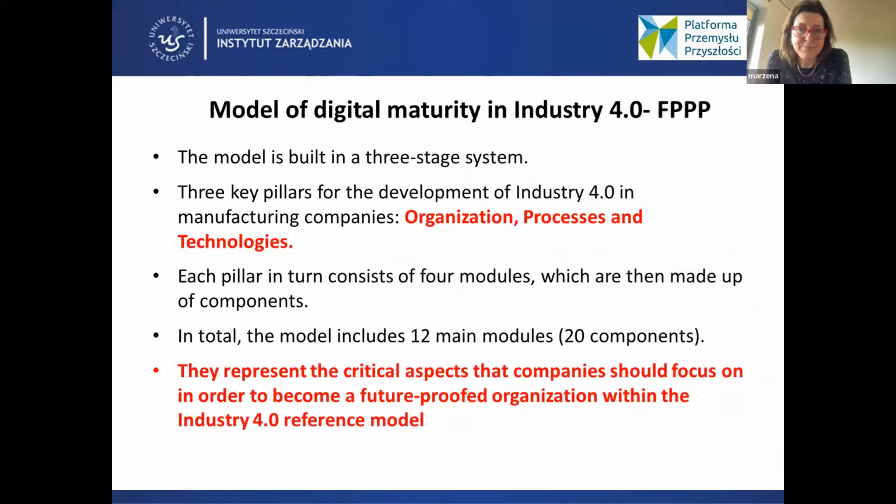Next slide, please. Just a few words about how this model is built. There are 3 pillars: organization, processes, and technologies. Each pillar consists of 4 modules, which are made up of components. In total, we have 3 pillars, which include 12 main modules and 20 components. These components represent the critical aspects for companies in order to become a future-proofed organization within this Industry 4.0 reference model.